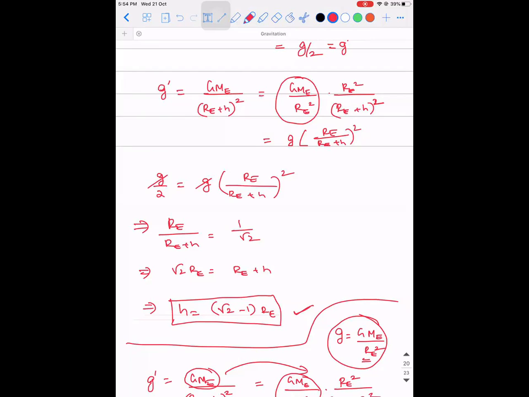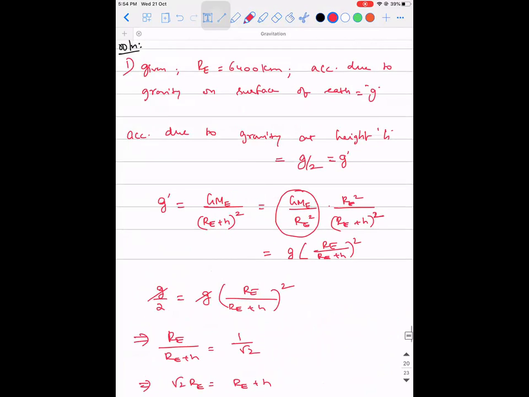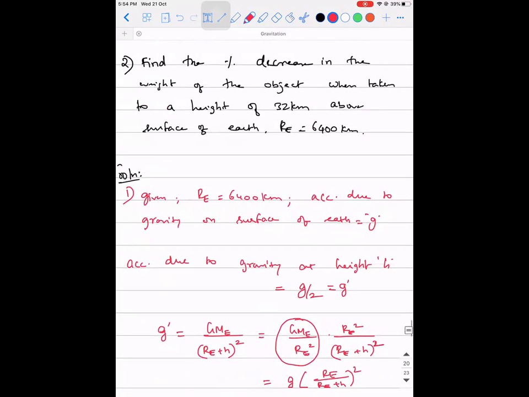So it will be approximately 0.5 into 6,400, which is somewhere close to 3,000. So your answer will be less than that value. I hope it is clear. Yes. Okay. Now comes the next problem.